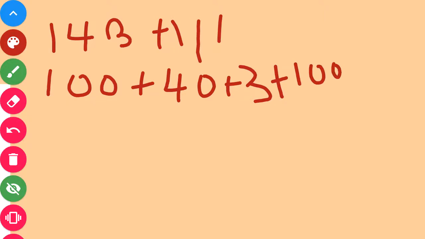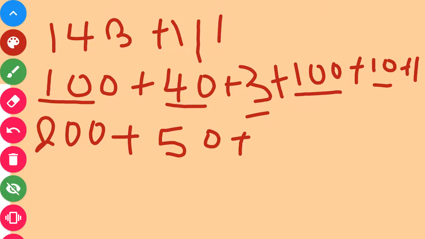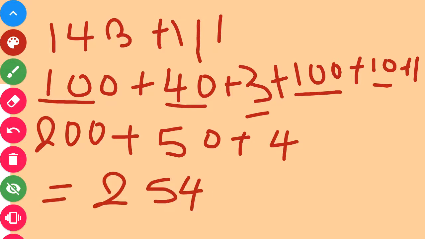100 plus 10 plus 1. Okay. Now we will add hundreds to hundreds, tens to tens and ones to ones. Now 100 plus 100 will give us 200. 40 plus 10 will give us 50. And 3 plus 1 will give us 4. Our answer will be 254. Okay.